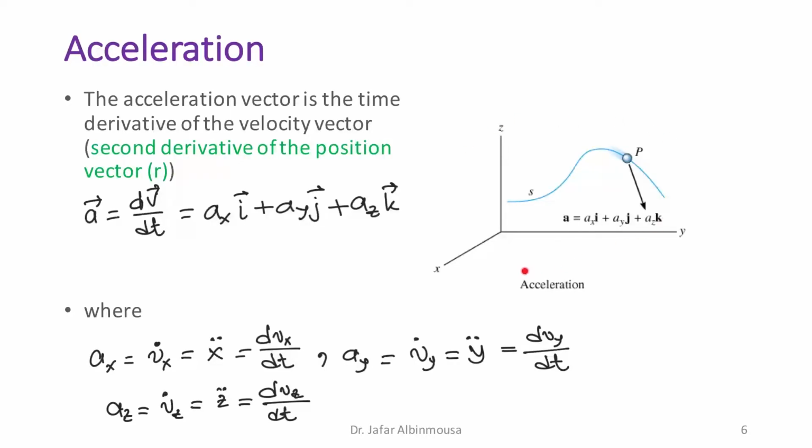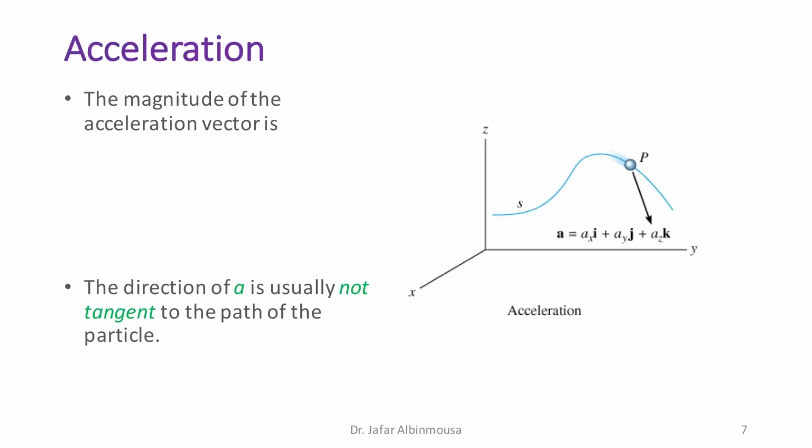Now, back to this illustration, this figure, again, the same particle which we have moving along this curvilinear path. And if you look here, we have the acceleration vector written in Cartesian rectangular components i, j, and k. But the direction of the velocity vector, as you see, is not tangent to the path. Now, it could be by chance tangent, but it's not necessarily tangent to the path. As we explained before, it is actually going to be tangent to the hodograph.